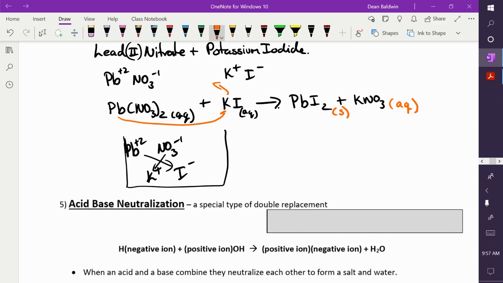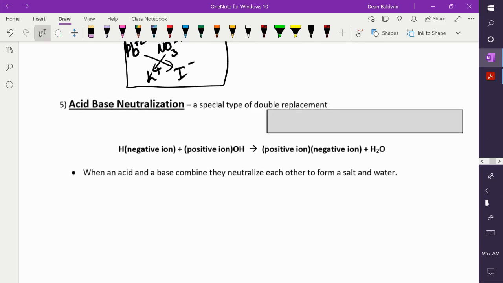Okay. So that is double replacement. All right. Acid base neutralization. This is essentially a double replacement reaction. It's a special case though. So it's always going to be an acid plus a base, and the products are always the same when an acid base reaction happens. One of the products is water, H2O, plus a salt. Now, when they say a salt, that just means an ionic compound, essentially. It's not table salt. It doesn't have to be sodium chloride every time.